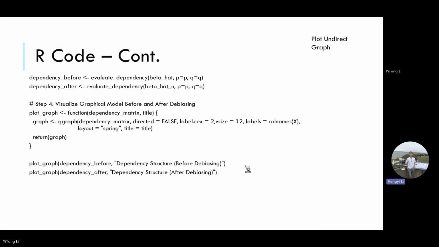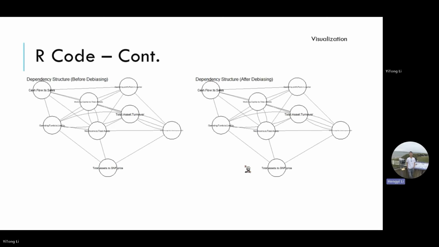The last step is to visualize, where we leverage the undirected graph. If there are edges between two nodes, it implies that there is a conditional dependence between the two variables given the covariates. Here is an undirected graph. It seems that there's no significant change before and after we debias.